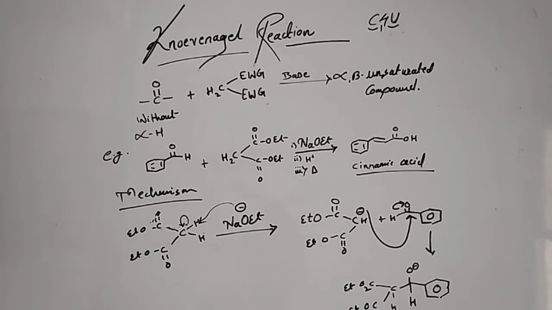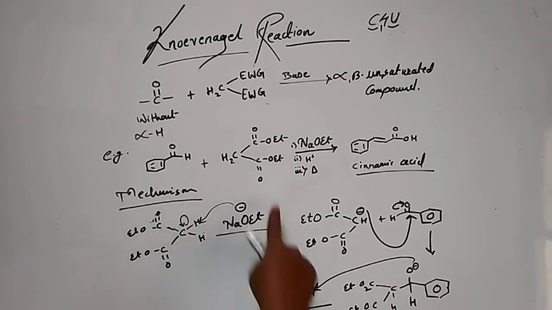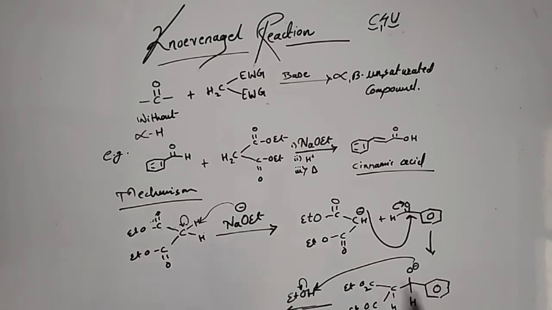Then see, your OEt is abstracting the proton, so it becomes EtOH. And here comes the concept of catalyst. It enters the reaction and now it's going out, so the same molecule can go for the next ester and abstract the proton. What you are getting is, I'll write it in a straight manner: benzene ring with OH, CH and two COOEt groups. So here we are up to this.